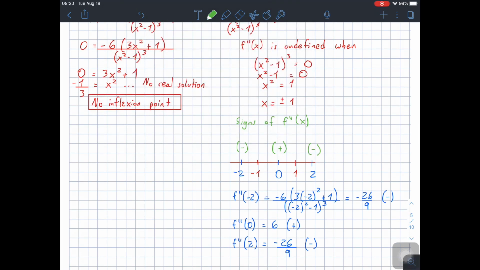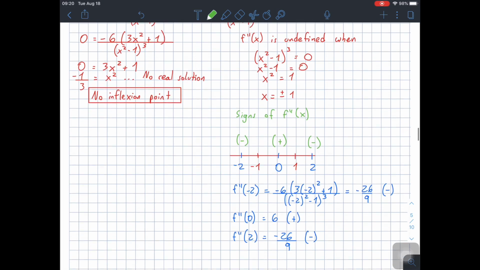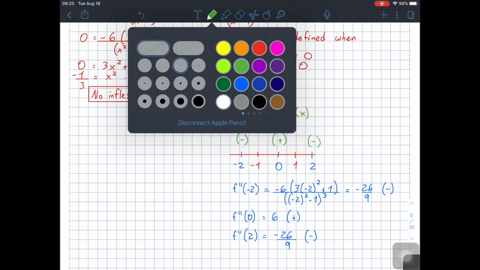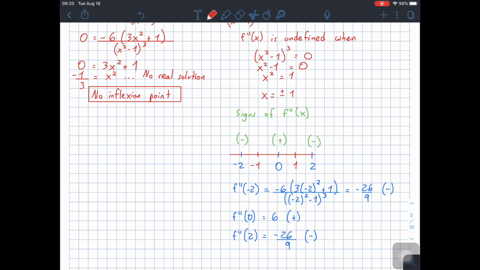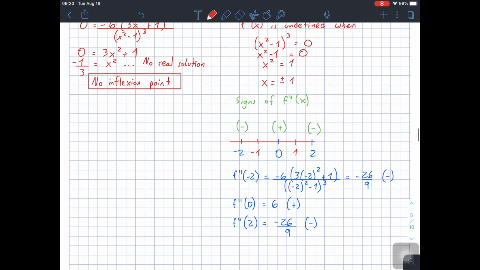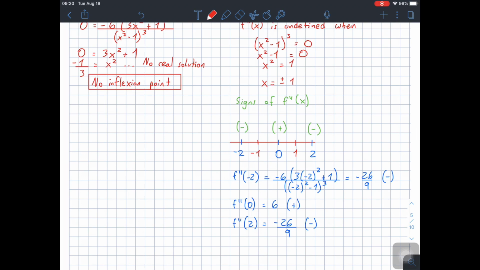So with this information, we can already determine the intervals in which the function has positive concavity and negative concavity, or it's concave down or concave up, okay? So we're going to say that from negative infinity to negative 1, the function is concave down, right? Concave down.